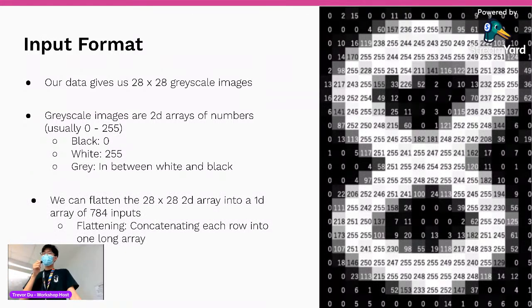We can flatten the 28 by 28 2D array into a 1D array of 784 inputs, because 28 multiplied by 28 is 784. And the way we flatten a 2D array is that we take each row one by one, and then we concatenate them together into a 1D array.